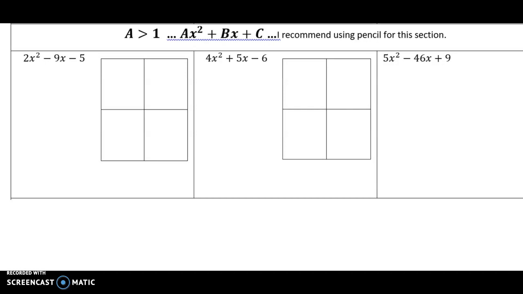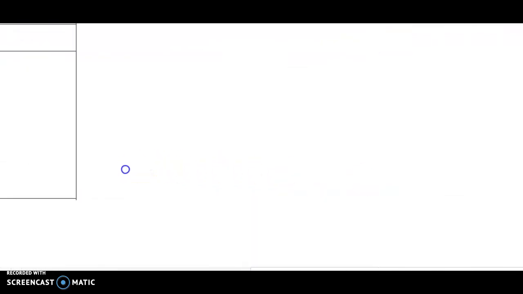Alright guys, so today we're going to be factoring trinomials. We're going to start off with a trinomial where a is greater than 1. So again, we have a quadratic expression because we know we have the x squared. And just to review how this box is going to work, it's going to work in the following way.